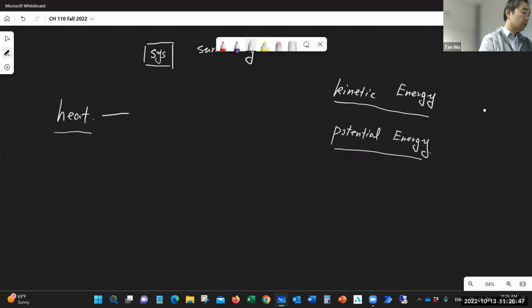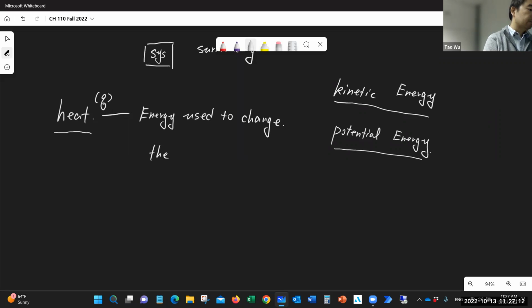Heat is also energy. We use a small q to represent heat. Heat is the energy, and this energy is used to change the temperature of the object.